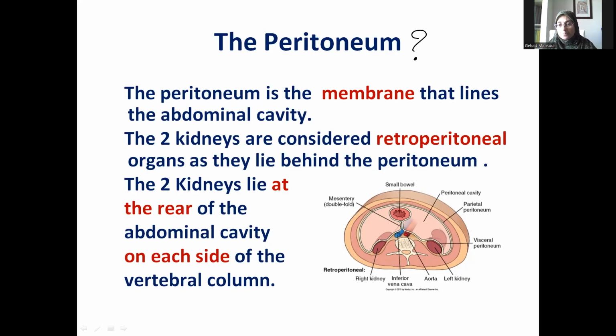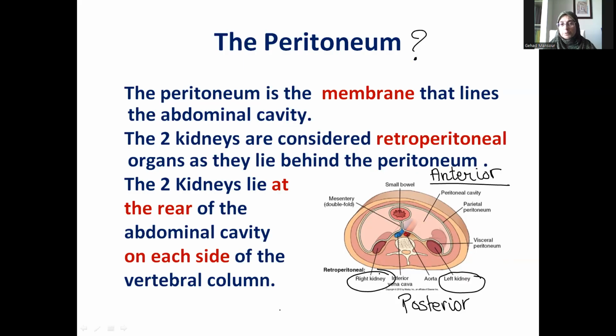You might also be asked about the kidneys, and this is the posterior part. This is the anterior or front part of the section. This diagram represents a section in the human body at the region of the abdomen. This is anterior and this is posterior. So the two kidneys lie at the very rear or the most posterior part of the abdominal cavity.